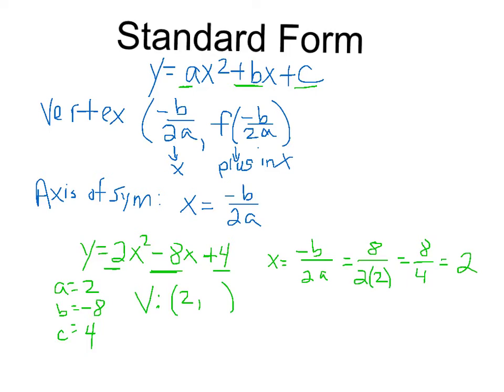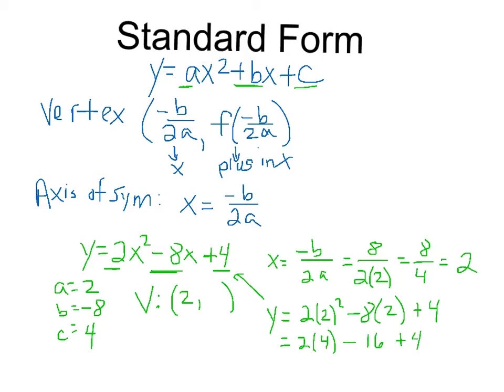If we go back to the equation, y equals, I'm going back up here to my original equation. And now we're going to plug in that x value of 2. So we've got 2 times 2 squared, because x is 2, minus 8 times 2, again because x is 2, plus 4. Order of operations tells us to square first, so we'll have 2 times 2 squared, which is 4, minus 8 times 2, which is 16, plus 4.